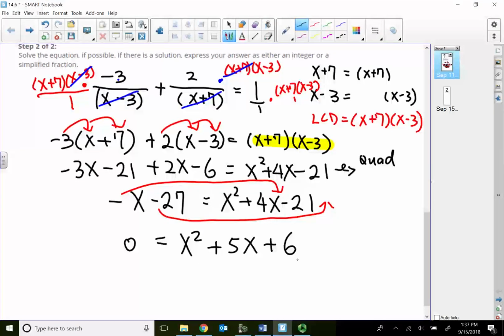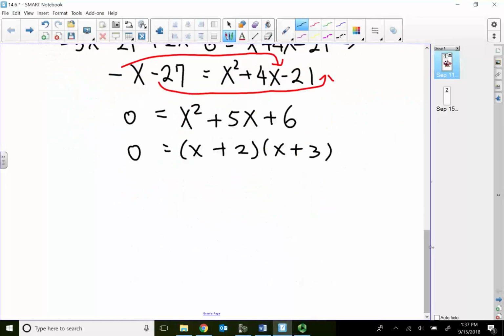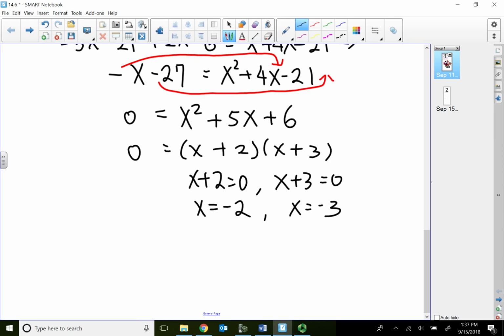All right, so now let's factor my trinomial here, 2 parentheses, x and x, 2 and 3. My signs got to be both positive. All right, so once I factor, we will set each factor equal to 0. So one of my x is equal to negative 2. The other one is equal to negative 3.